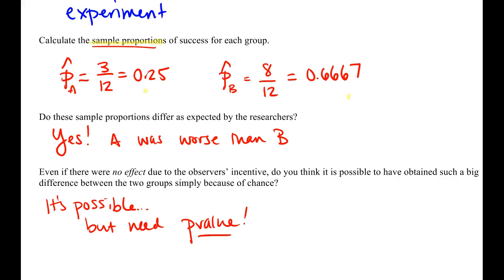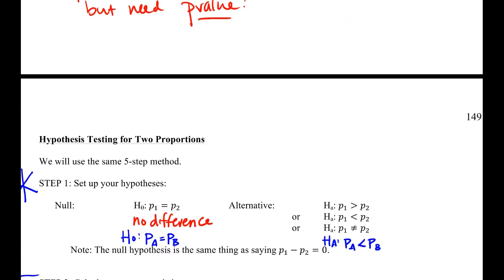Are they different enough for us to conclude that the true value for B is bigger than the true value for A? I know our sample values are, but would it be true for the whole population if we had that data? And that's when we did our hypothesis test.